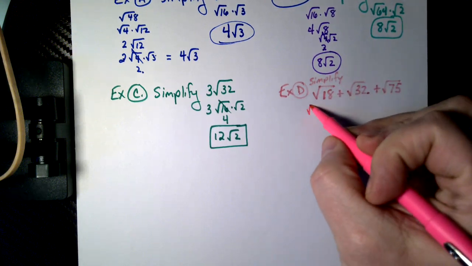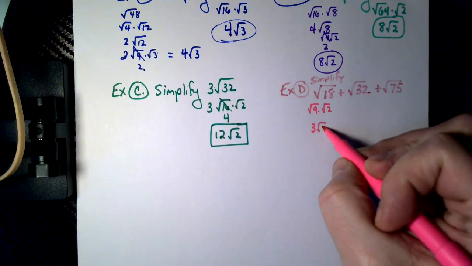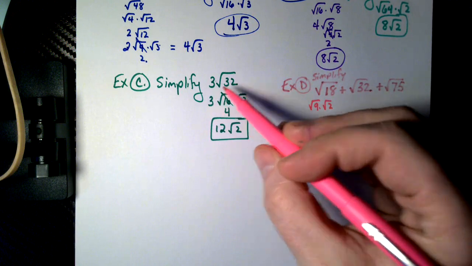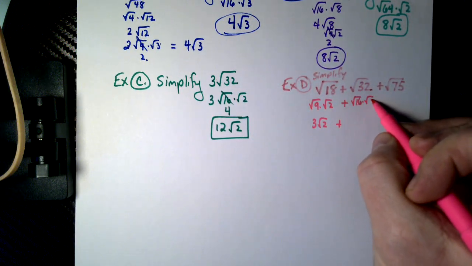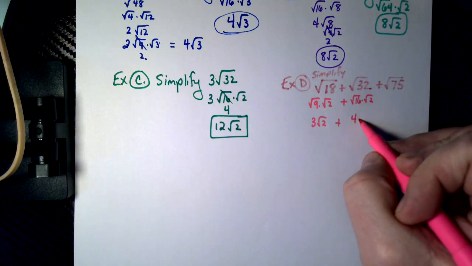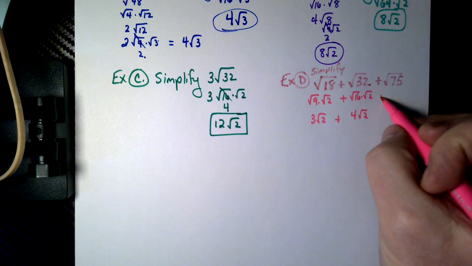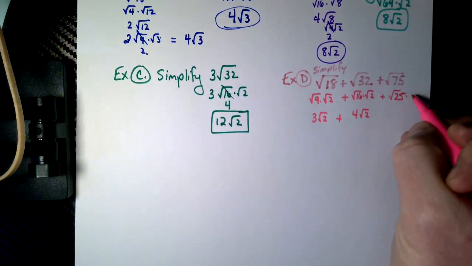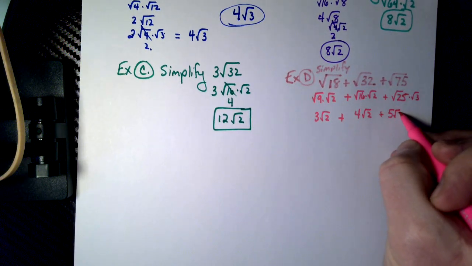Square root of 18, break it down into 9 times 2. And so you get 3 root 2 when that's simplified. Square root of 32, we just did that one over here. We're going to simplify that into 16 times 2. And that becomes 4 square root of 2. 75, 25 is a perfect square that goes into it, times 3. And so we get 5 root 3.